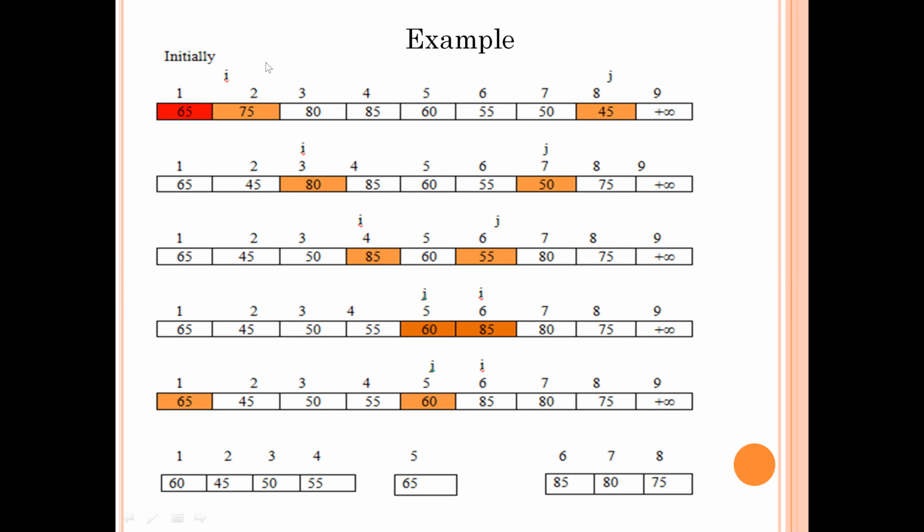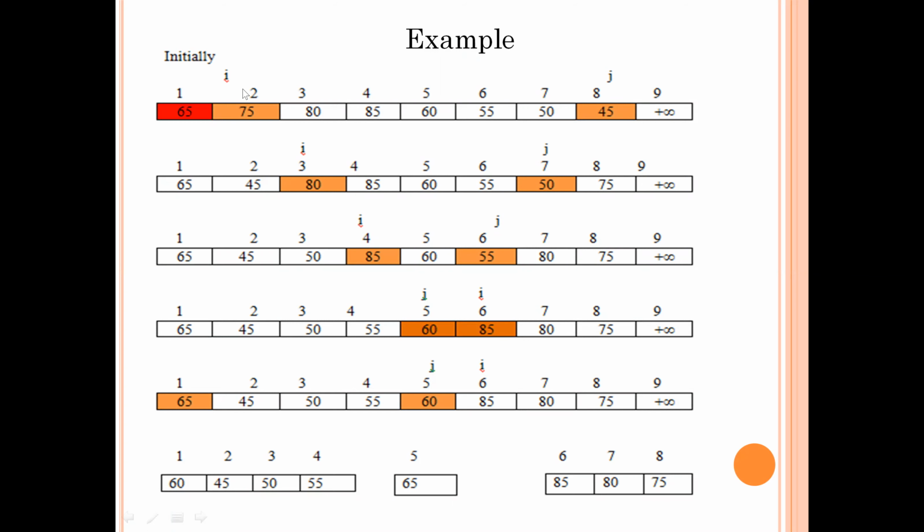Where is j? It is at 9. So first of all, it will be decremented. Then again, the element at index j, that is 45, will be checked with the pivot. Here j should move towards the left until it finds an element less than the pivot. Here 45 is less than pivot. So j will stop here. The i loop will stop at 75 and the j loop will stop at 45.